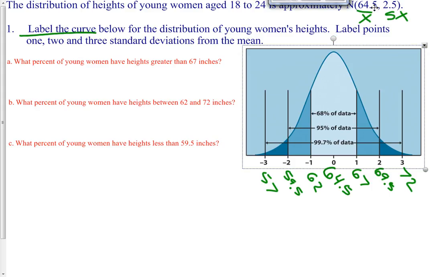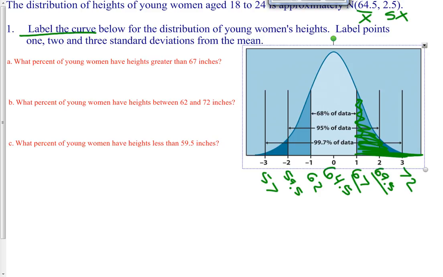Inches. And then we have 67 inches, which is 1 standard deviation away. 69.5 inches is 2 standard deviations, so on and so forth. So now we can answer these questions. What percent of young women have heights that are greater than 67 inches? So we want to know what percent this is.